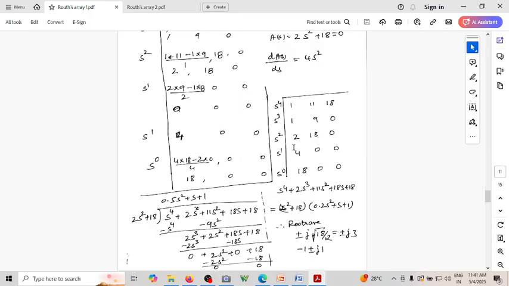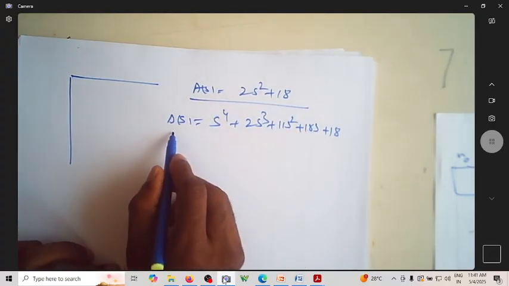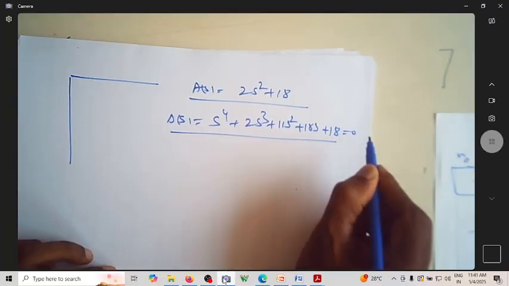Let me rewrite that over here and dwell on this. I have an auxiliary equation which is nothing but 2s square plus 18. I have a del of s which is nothing but s power 4 plus 2s cube plus 11s square plus 18s plus 18. This is our auxiliary equation, and this is our characteristic equation.